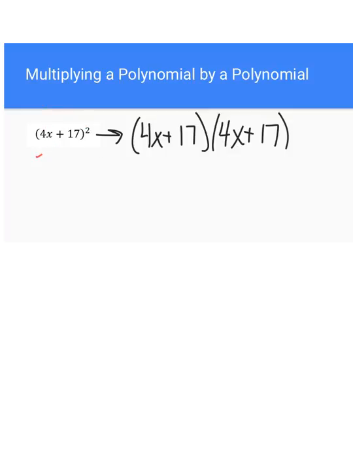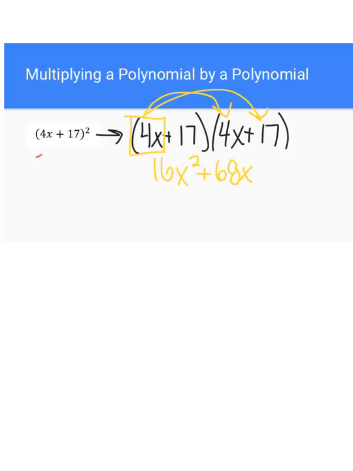Okay, so let's go ahead and get started. I am going to look at the 4x, this first term, and distribute to both parts in the second binomial. So let's start with that 4x being multiplied by 4x. So we are going to get 16x squared. And 4x times 17, we are going to get a 68x there. Now we've hit the end of the parentheses, so we are done.